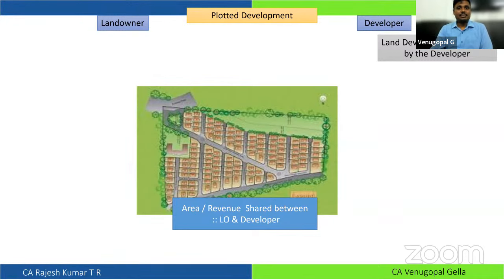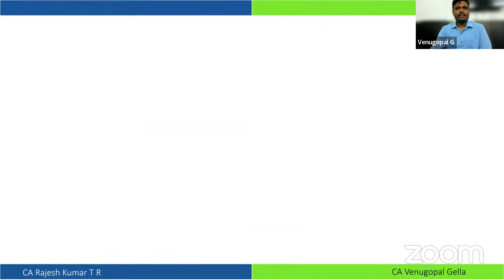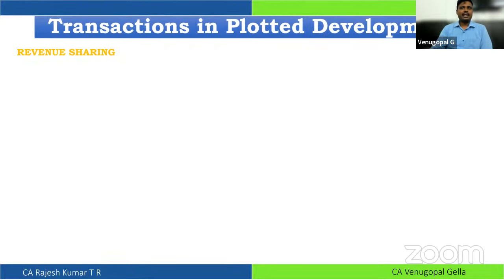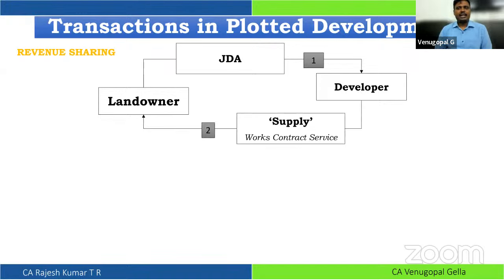Let's look at from the taxation perspective how this would show up. So we are talking about a revenue sharing joint development agreement. Now, in a revenue sharing joint development agreement, let us look at the transactions that are happening. Transaction number one, the landowner, by virtue of a joint development agreement, allowed the developer to come inside the plot and do development activity. By power of the JDA, the developer has done an activity called works contract service. It's not an apartment construction, it's a works contract service. He has developed the plots and given it.